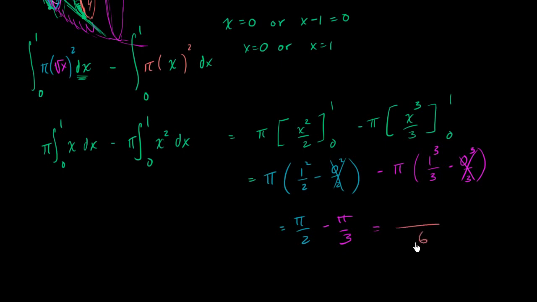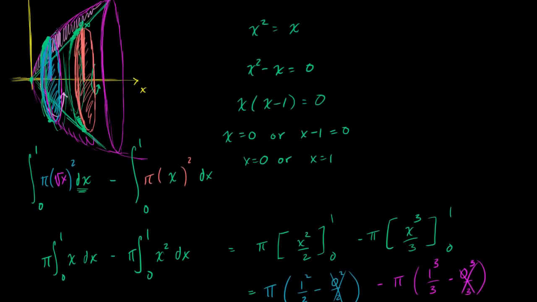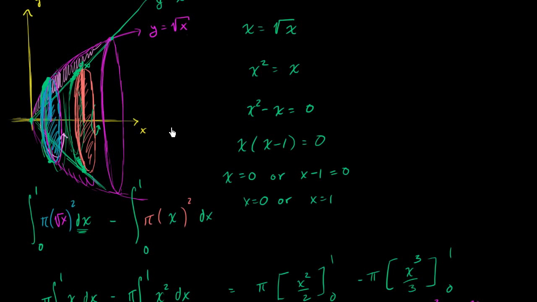Common denominator is 6. This is going to be 3 pi over 6 minus 2 pi over 6. Pi over 3 is 2 pi over 6. Pi over 2 is 3 pi over 6. And we end up with 3 of something minus 2 of something. You end up with 1 of something. We end up with 1 pi over 6. And we are done. We were able to find the volume of that wacky kind of gutted out truffle.